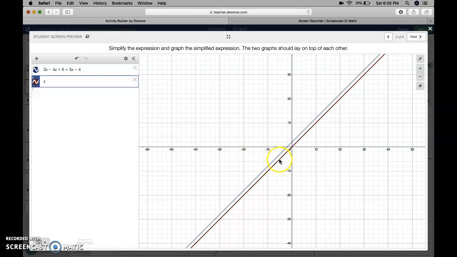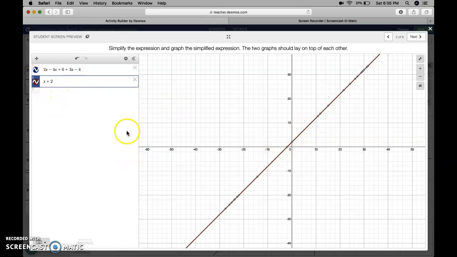And see, the graph is already showing up. But we're not done because we've got this 6 and 4 that we need to combine. Positive 6 minus 4 is positive 2. Okay, and my graphs are laying right on top of each other.